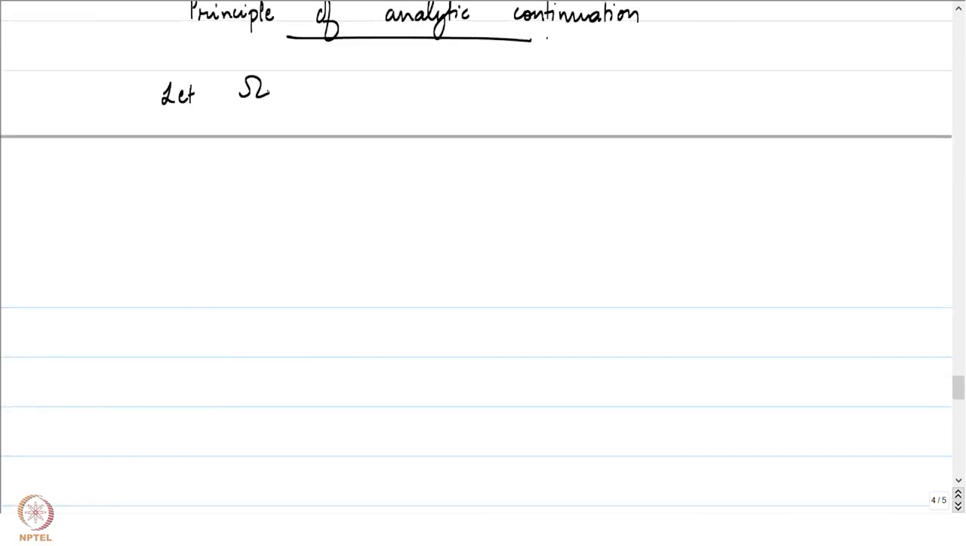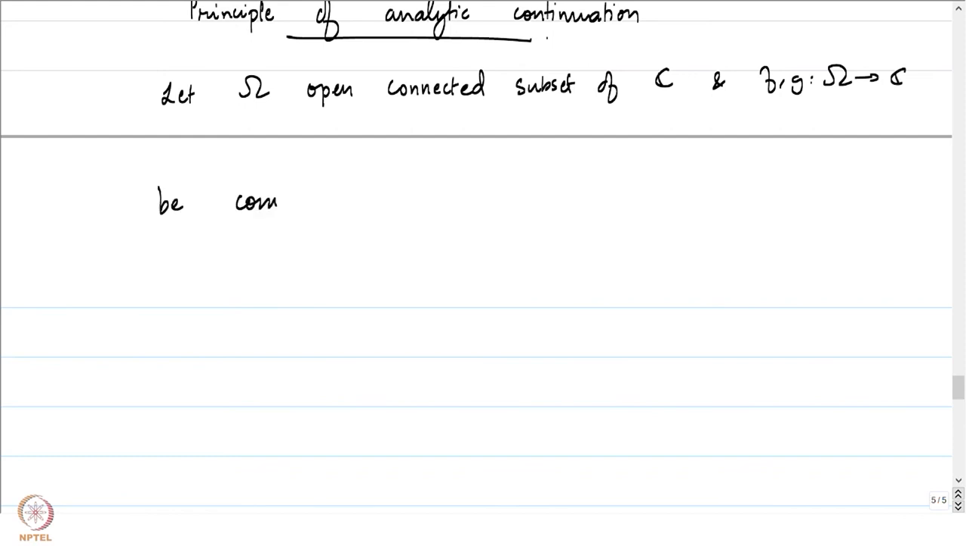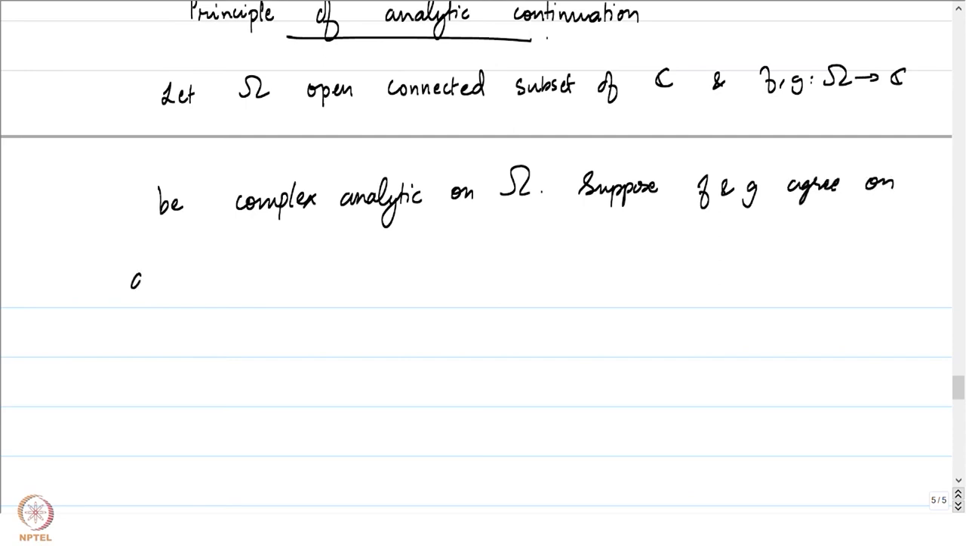Let omega be some open connected subset of C. We were not imposing this condition of connectedness in the previous corollaries till now, but right now let us put this condition as well. Omega be an open connected subset of C and consider f and g, two functions f comma g from omega to C, be complex analytic or holomorphic on omega. Suppose f and g agree on a non-empty open subset of omega, then f is identically equal to g on omega.